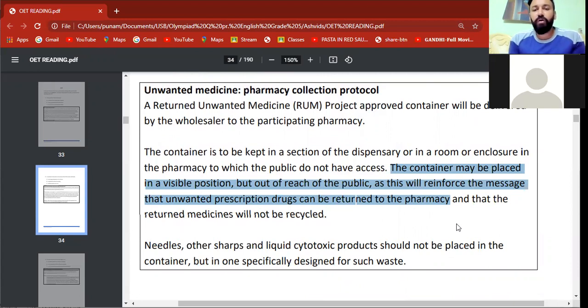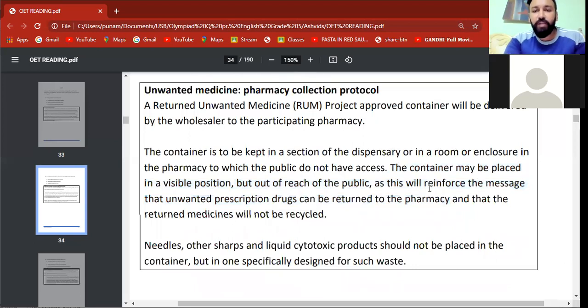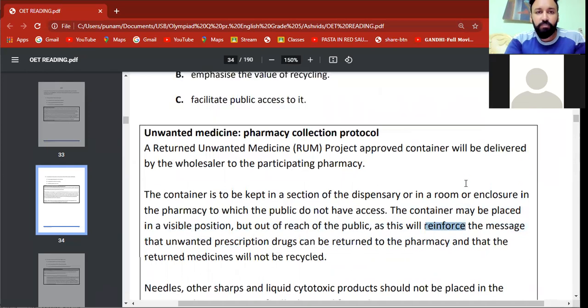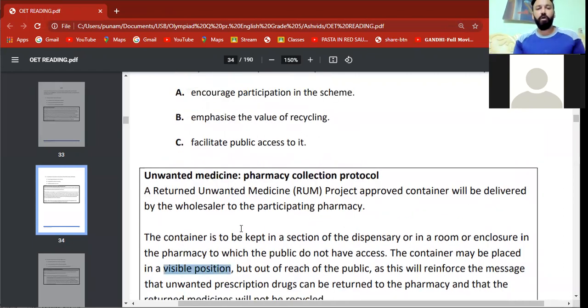Now, even if we do not have the elimination method, still there is another indicator, a big indicator. What? This will reinforce the message. Reinforce the message, yeah? That unwanted medicines can be returned to the pharmacy. So it's placed in a visible position. Why is it in a visible position? Because they want the public to see it. Correct?